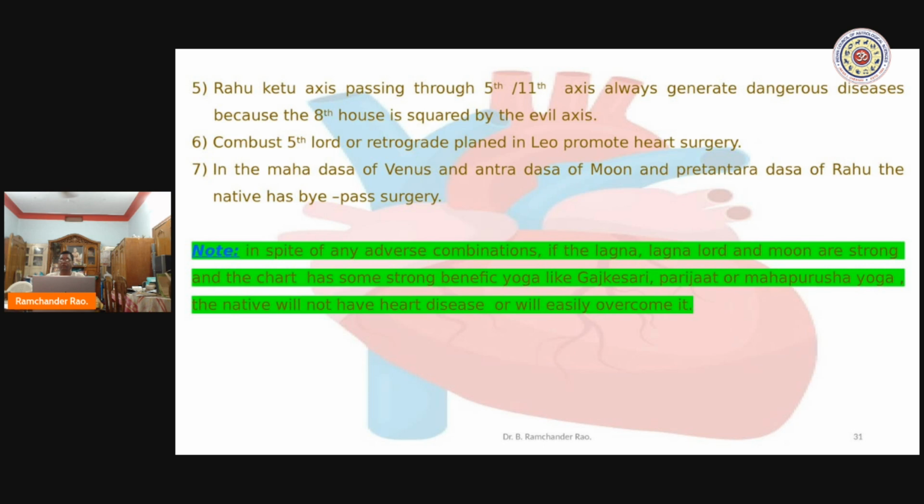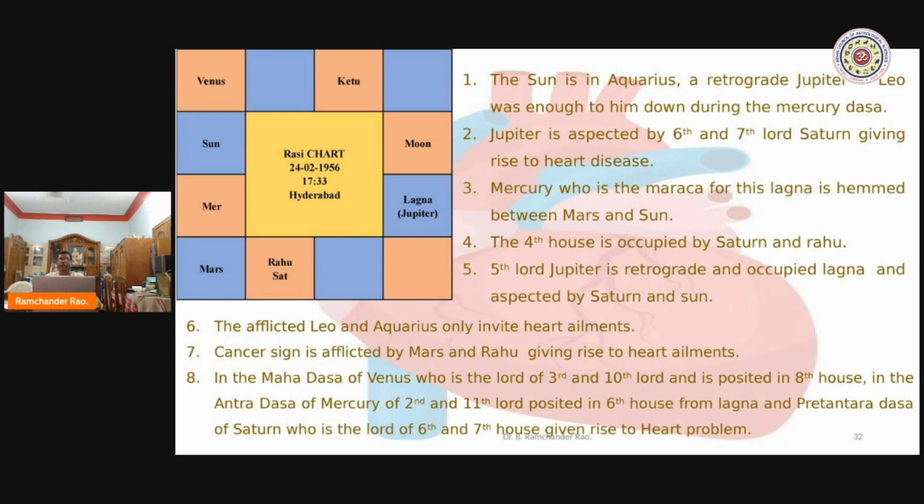Even though it is there, the thumb rule says that you got a retrograde planet, he is going to undergo this surgery. Yes, he is going to go under surgery, but he comes out of that danger, and he will lead a happy married life or whatever it is. Next chart, I want to give you one example. I think I can take another 3 minutes or so.